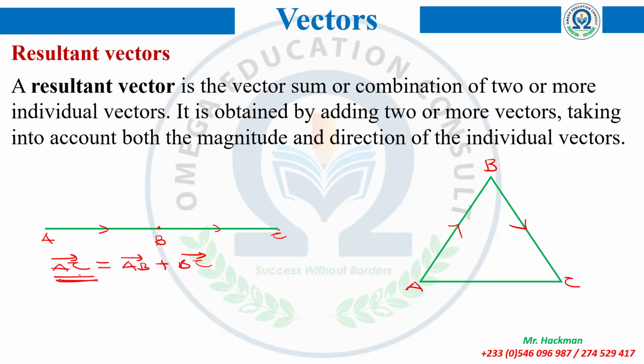Okay, so if I move from A to B and B to C, you can see that overall I have moved from A towards C. So A to C, the direction will be this. I'm using two arrows to distinguish between these two, so that this will be regarded as what? As a resultant vector.